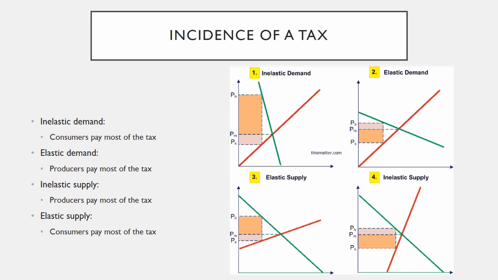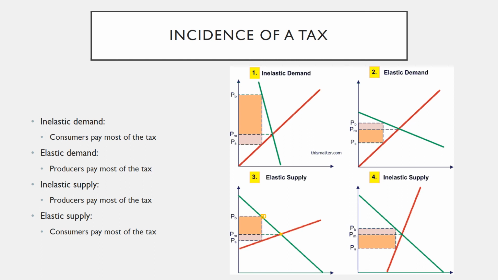With elastic demand, we discussed that. That's going to fall more on the producer. The other two that we didn't really discuss yet, and so you have these here for you as well, are inelastic and elastic supply. So looking at number 3, when supply is elastic, consumers are going to be the ones paying most of the tax. So you can see that again with the elastic supply. We have down here our original price being right there, new price up here.